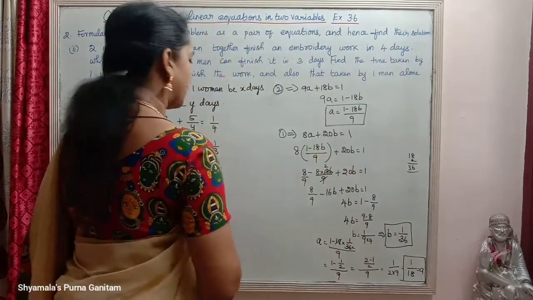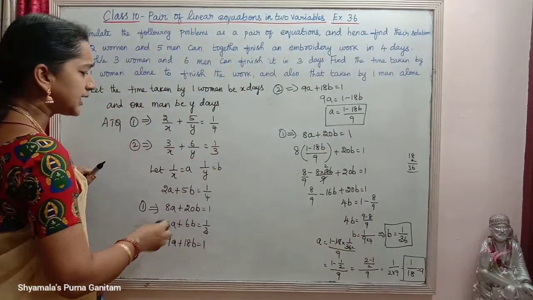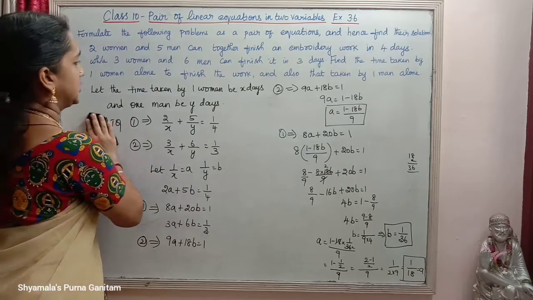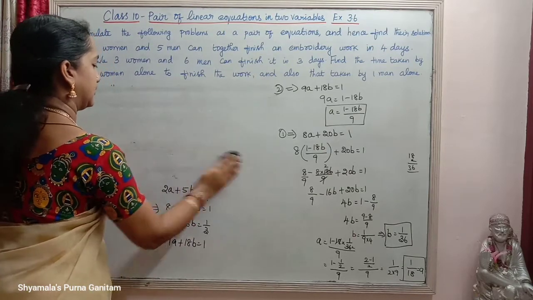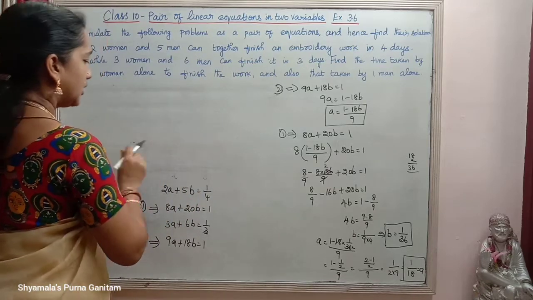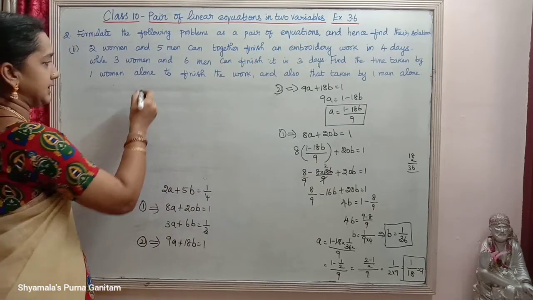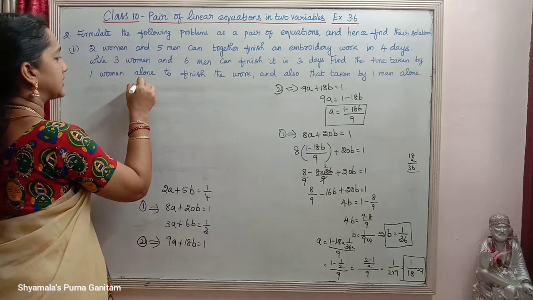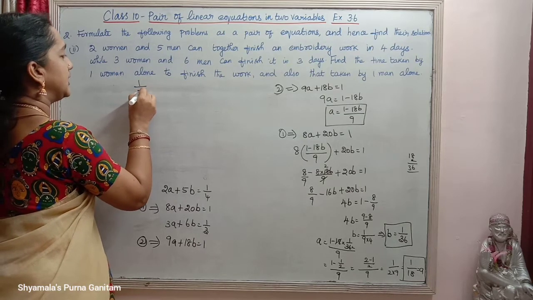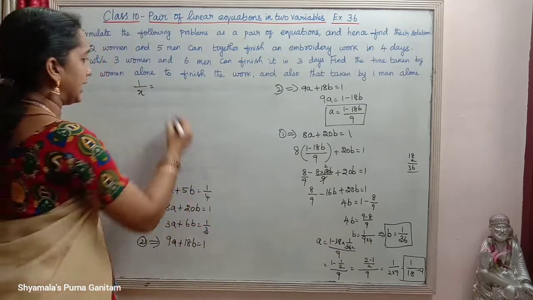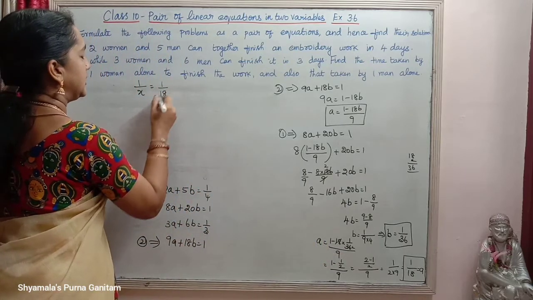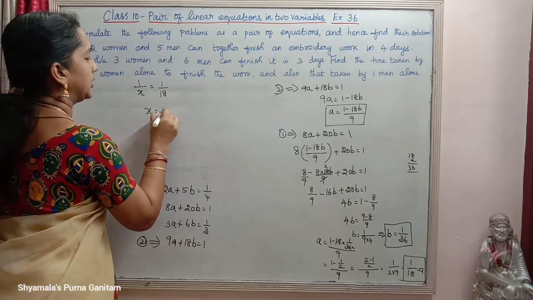Now I need to find the values of x and y. 1 by x I have taken as a, so 1 by x is equal to the a value, which I got as 1 by 18. So x is equal to 18.